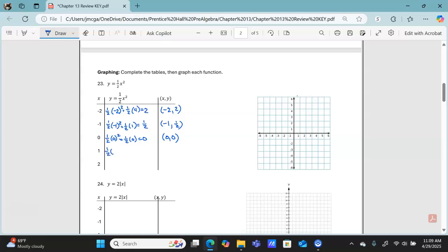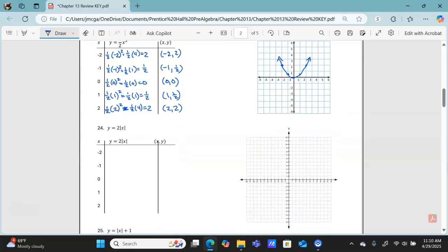Put in 1. 1 squared is 1. 1/2 times 1 is 1/2. And then put in 2. 2 squared is 4. Half of 4 is 2. So we put in 2 and got out 2. So we have negative 2, 2, negative 1, 1/2, 0, 0, 1, 1/2, and 2, 2. This is a quadratic, so it should be U-shaped. Because of that 1/2 in the front, it's a fatter U.